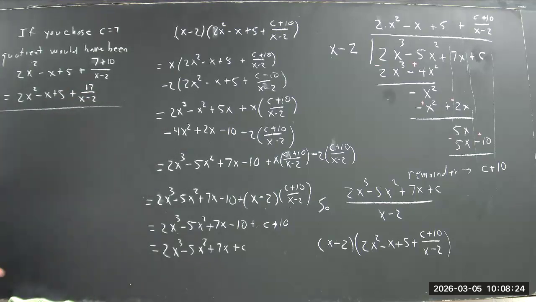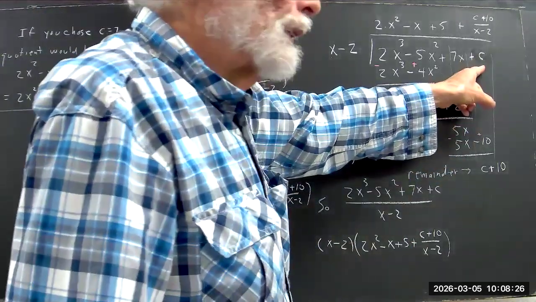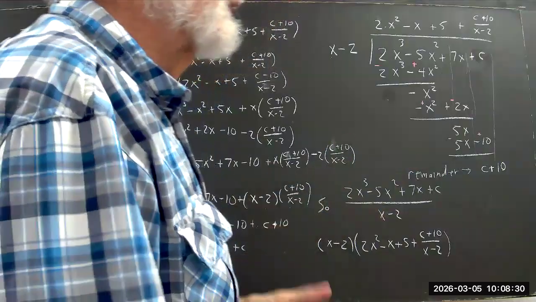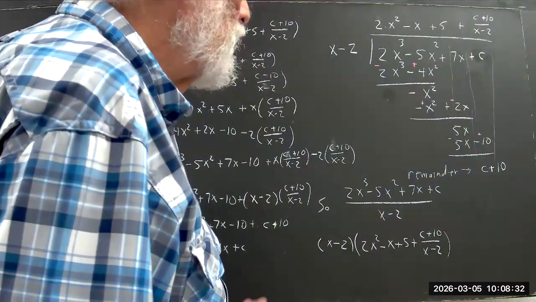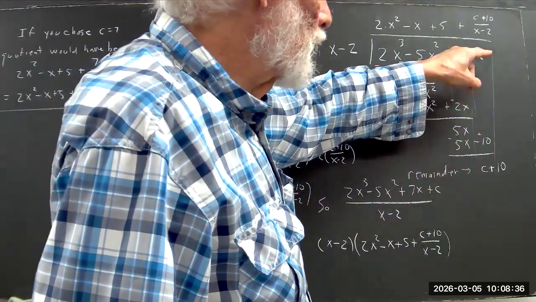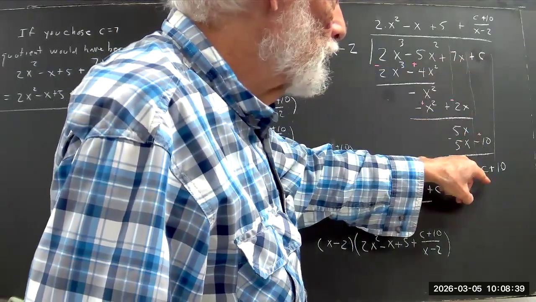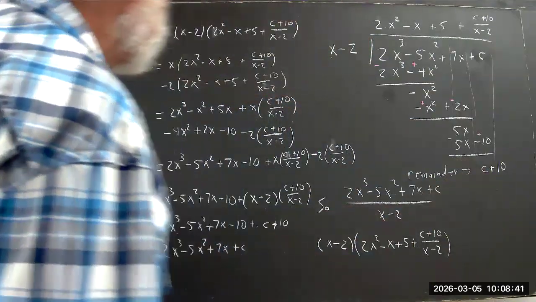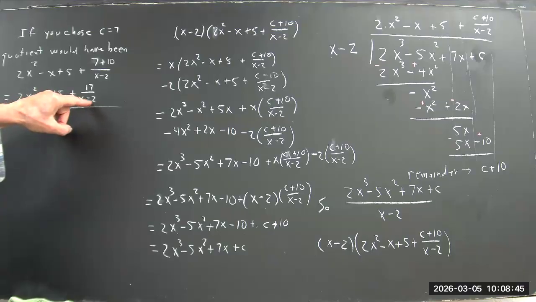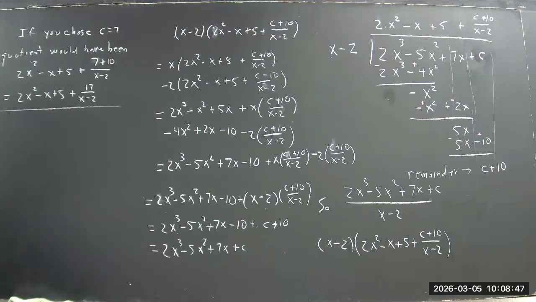So if you don't believe me, just go ahead and replace c by 7 in the original division. Do all the steps. All the steps are going to come out exactly the same as before, except for the last step. And if c is 7, then 7 plus 10 is 17, and that would be your remainder. So you'd put your remainder over your divisor. Okay. Now, this isn't a polynomial.